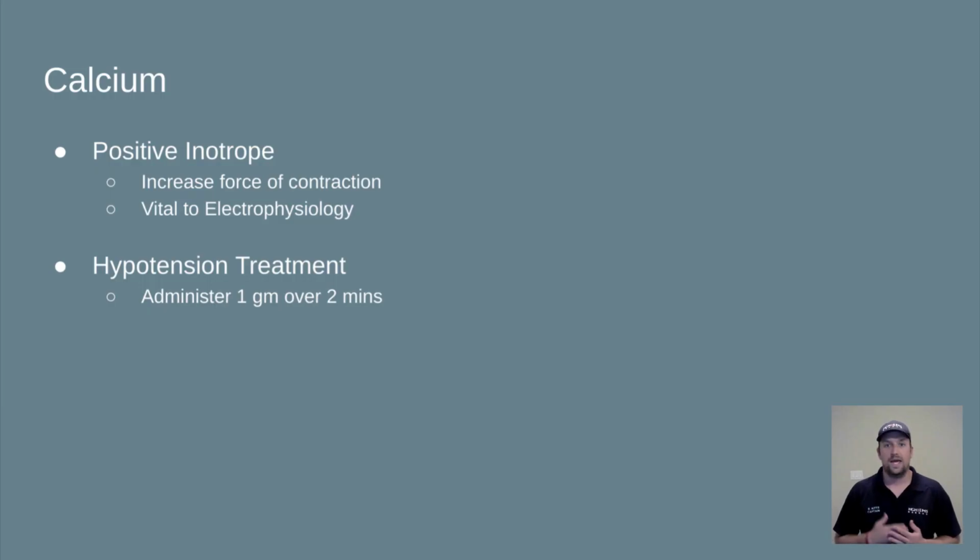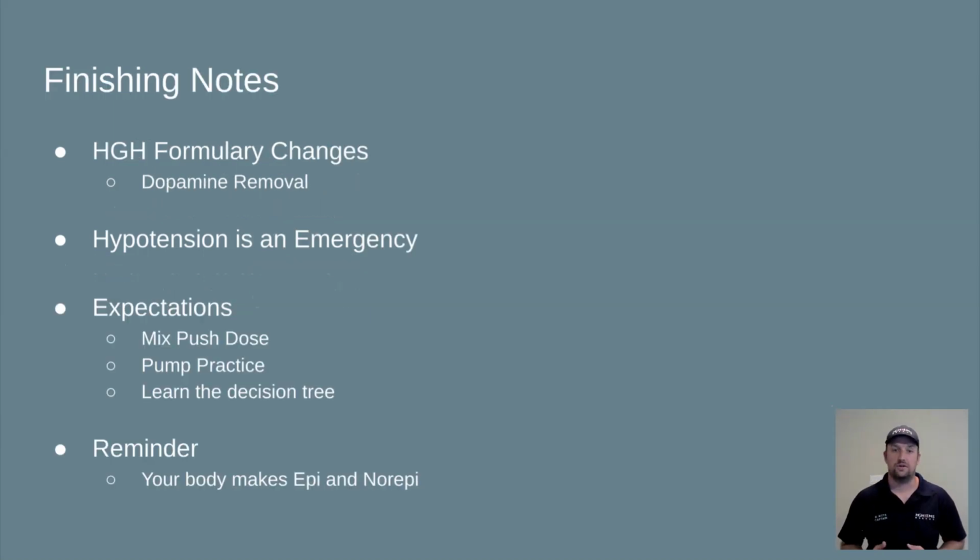Anytime that you're going to administer vasopressors, I want you to administer calcium chloride. Calcium is a positive inotrope, means that it's going to increase the force of contraction. If you want to know more about this, look up cardiac electrophysiology, and you'll see that calcium is basically everything in that cycle. So, for hypotension treatment using calcium, we're going to give 1 gram over 2 minutes anytime that we're going to administer pressors.